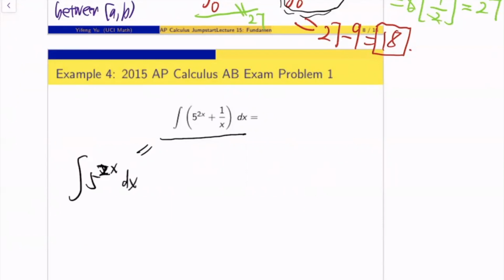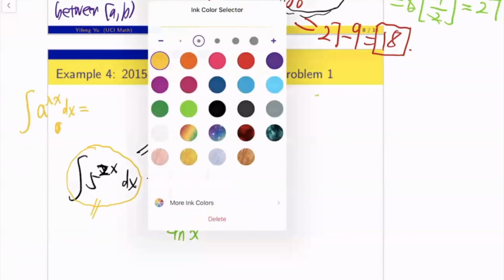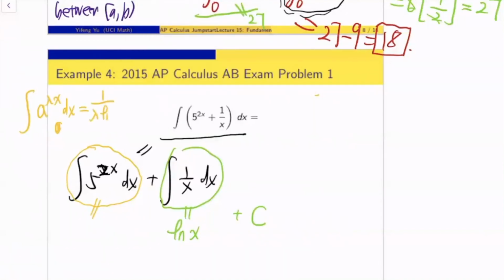We can separate this: the antiderivative of 1 over x dx. This one we know. This is just log x, plus whatever constant. Okay, so this is log x, and then you say, how about this one? This one you can use the formula. Let's recall the formula: for a to the lambda x dx, what's the antiderivative? The antiderivative equals 1 over lambda log a times a to the lambda x.